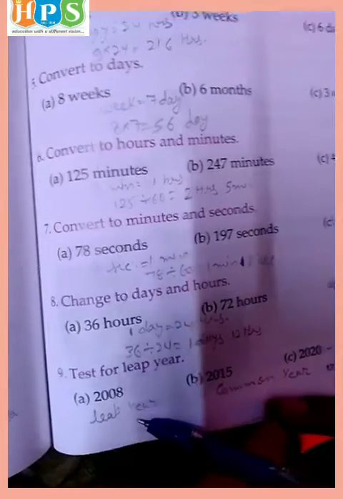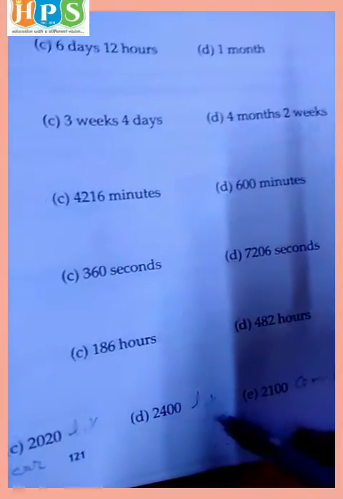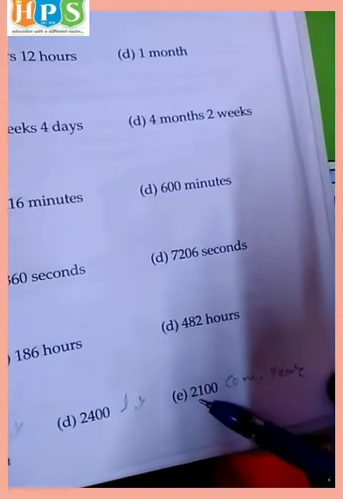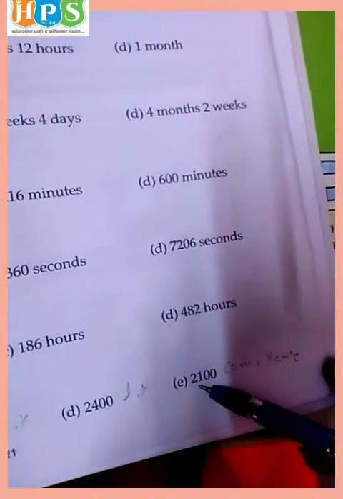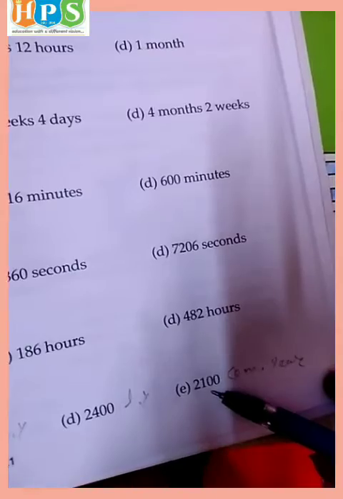Test of leap year. 2008 is a leap year. 2015 is a common year. 2020 is a leap year. 2400 is a leap year. 2100 is a common year.